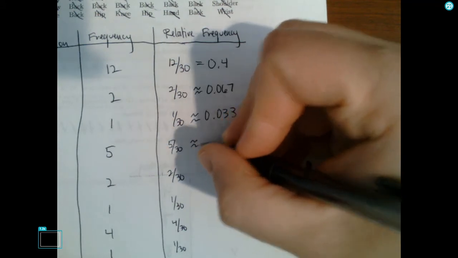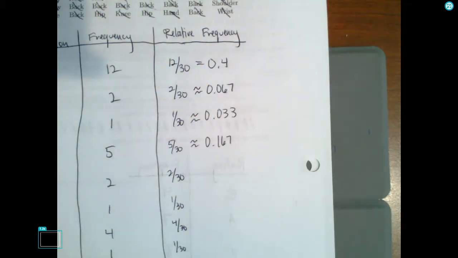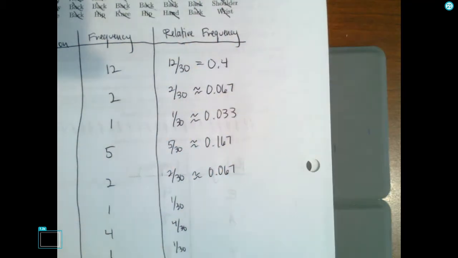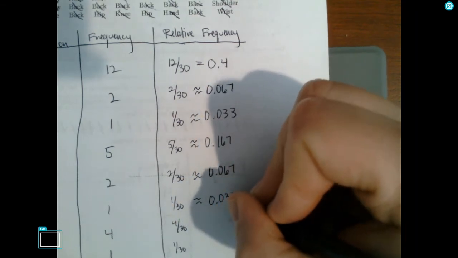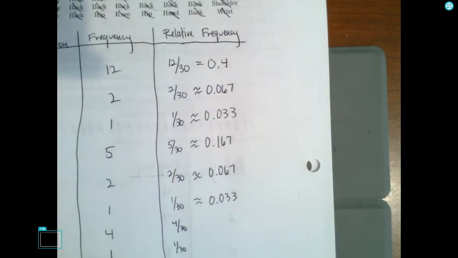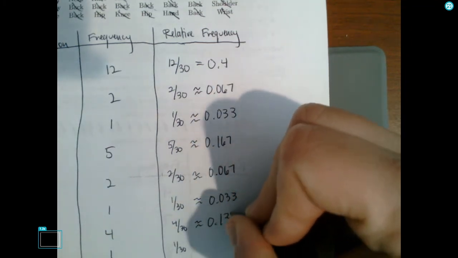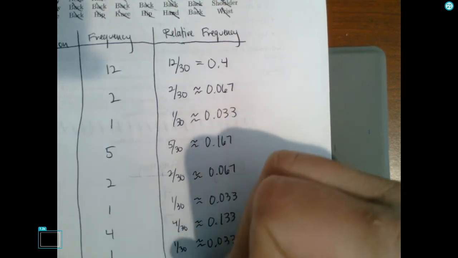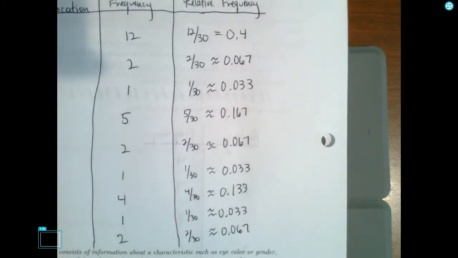So this is about 0.167, 0.067. Oh, and I've done a lot of these already, right? This is 0.033, 0.133, 0.033, and 0.067. Okay, so there's my relative frequency table, and that's all there is to it.